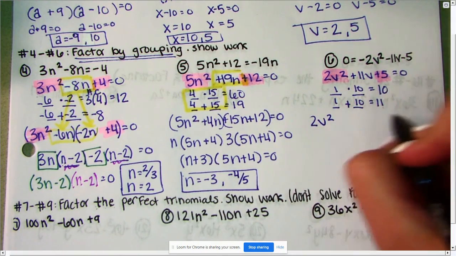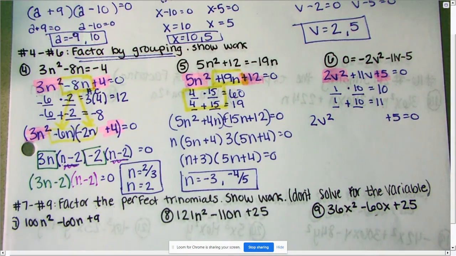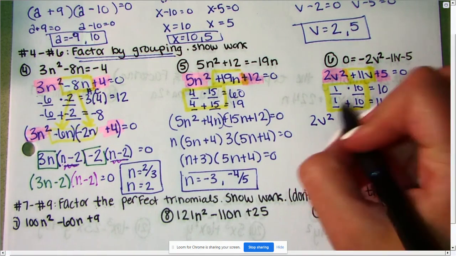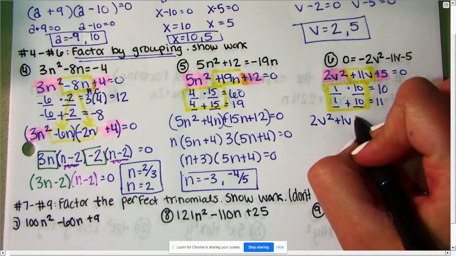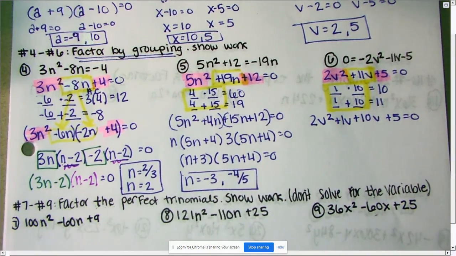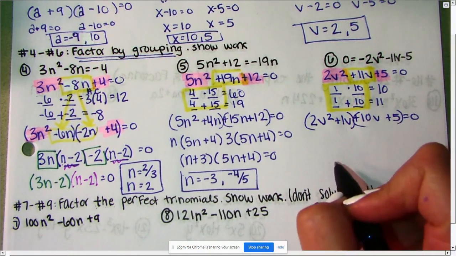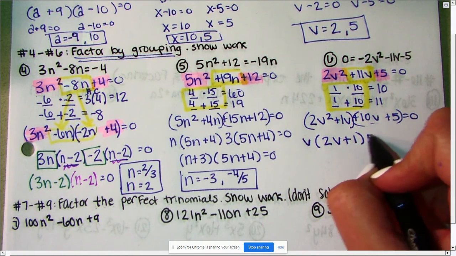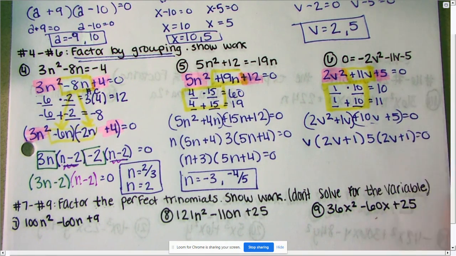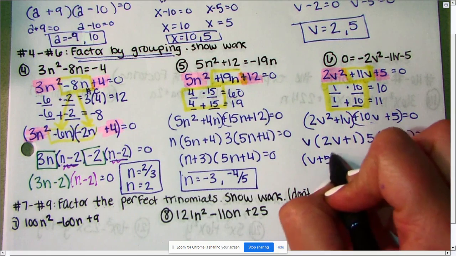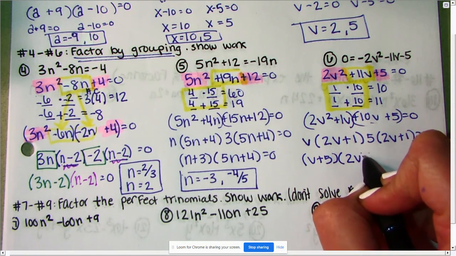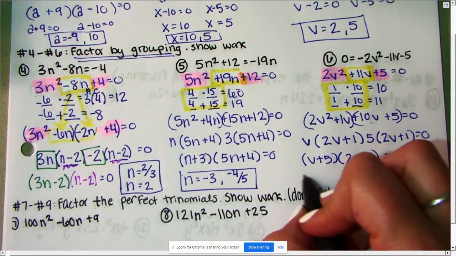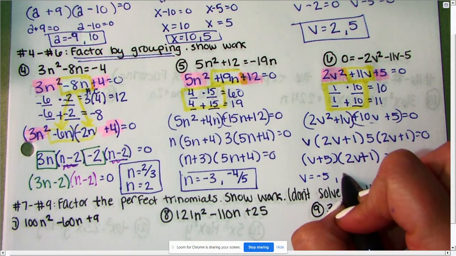Bring down the 2v squared, bring down the positive 5. From here, instead of writing 11v, we are just going to write the factors. Plus 1v or just plus v plus 10v. Okay, that's all we're doing. Now we have 4 terms to group. I can only pull a v out and I'm left with 2v plus 1. Here I can pull a 5 out, leaving me with 2v plus 1. Again, group the GCFs. Group the repetitive parentheses. Equals 0. Since it equals 0, we have to make sure to solve. So v equals negative 5 or v equals negative 1/2.